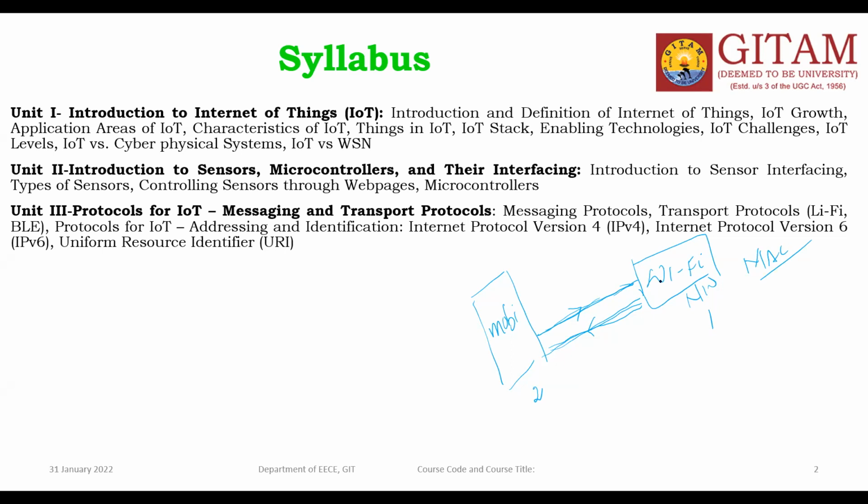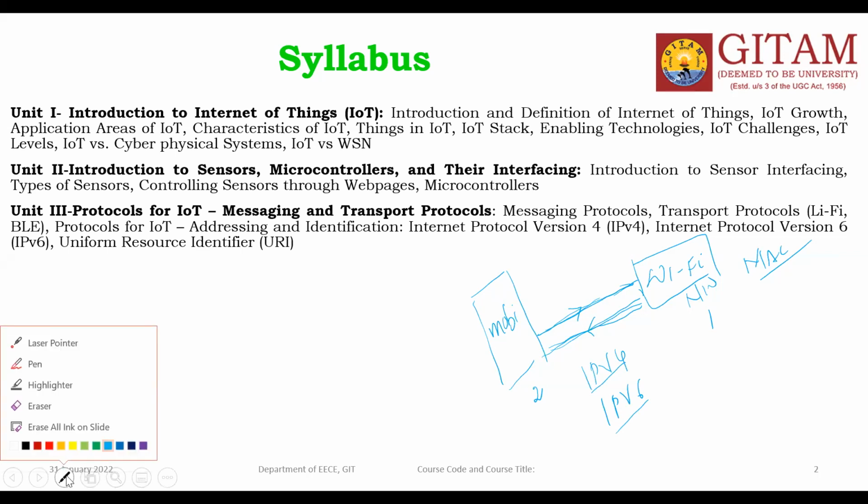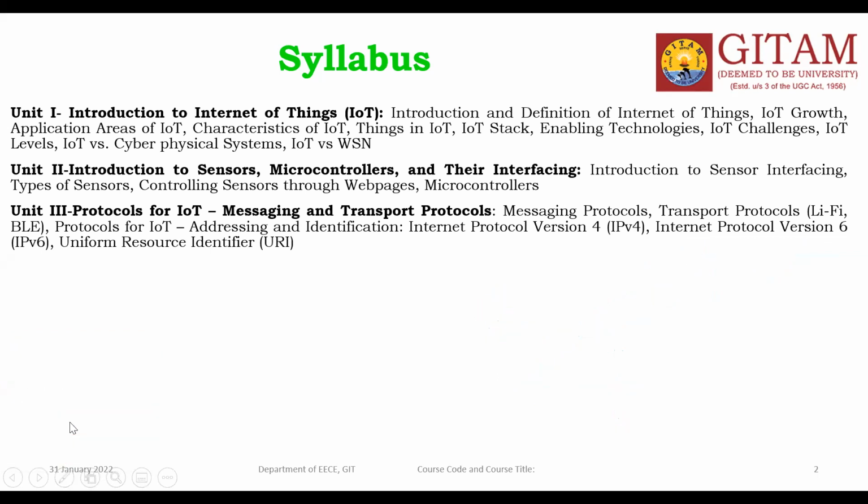We have many different protocols, but especially in IoT networks we use IPv4 and IPv6, Internet Protocol version 4 and Internet Protocol version 6. These two are very important for establishing a network, wireless or wired. So the protocols required to establish the IoT setup, we will discuss in the third module.